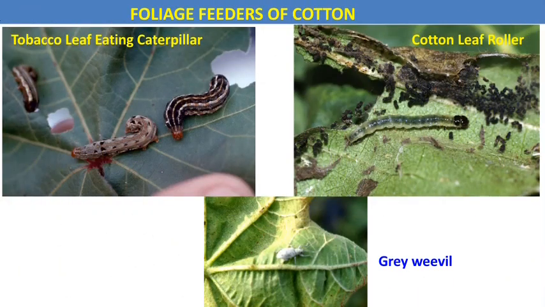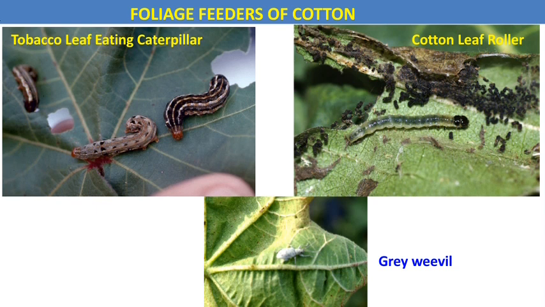Then next one is the foliage feeders. Among the foliage feeders, the most important are the tobacco leaf eating caterpillar and the cotton leaf roller. The tobacco leaf eating caterpillar is one of the major polyphagous pests. It is a lepidopteran pest. Here the damaging stage is the caterpillar, and the caterpillar mostly attacks the leaves. At the initial stage, the early instar larvae feed in a group, scraping the epidermal layers of the leaves, and after subsequent development the larvae scatter all over the fields and start their feeding.